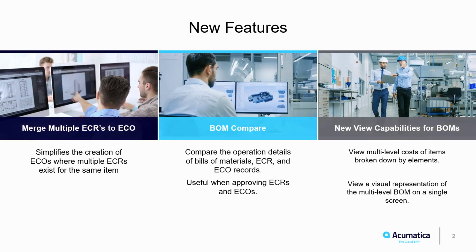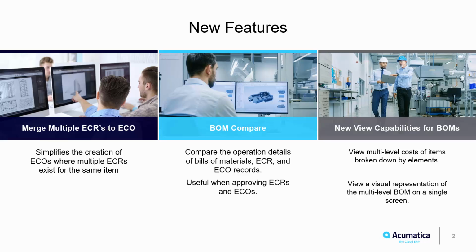Acumatica has now released a few new features in the Bill of Material module to help engineers reduce the number of keystrokes, which leads to increased throughput. For engineering change control, we now have the ability to merge multiple engineering change requests into a single engineering change order. This allows users to create the engineering change orders with minimal keystrokes when multiple engineering change requests exist for the same item. With the new BOM compare form, we can compare two different bill of material records.